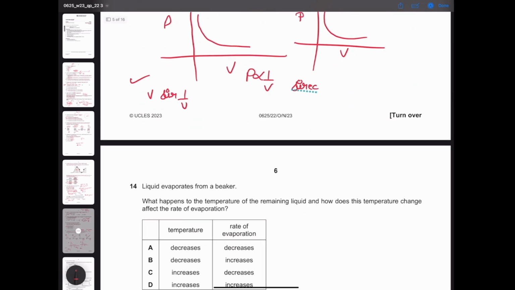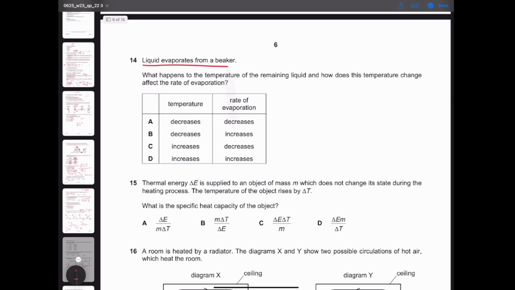All right. Now, liquid evaporates from a beaker. What happens to the temperature of the remaining liquid? See, when evaporation happens, evaporation causes cooling. Just think about it. The particles which are evaporating are the ones with more energy. So with more energy, they are escaping the surface. Now you're left with less energy. So the temperature will decrease. So C and D are out. Temperature will definitely decrease. And how does this temperature change affect the rate of evaporation? See, just simple. If the energy is decreasing, the overall temperature is decreasing, so the rate of evaporation will also decrease. So the answer should be A.